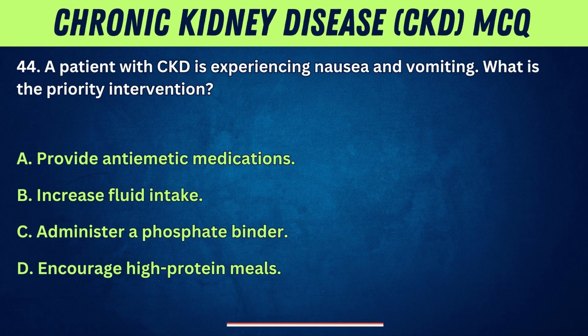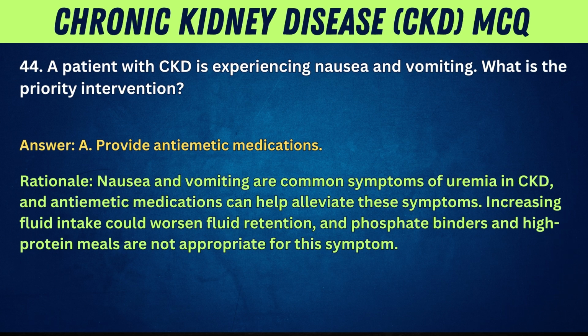44. A patient with CKD is experiencing nausea and vomiting. What is the priority intervention? A. Provide antiemetic medications. B. Increase fluid intake. C. Administer a phosphate binder. D. Encourage high-protein meals. Answer: A. Provide antiemetic medications. Rationale: nausea and vomiting are common symptoms of uremia in CKD, and antiemetic medications can help alleviate these symptoms. Increasing fluid intake could worsen fluid retention, and phosphate binders and high-protein meals are not appropriate for the symptom.